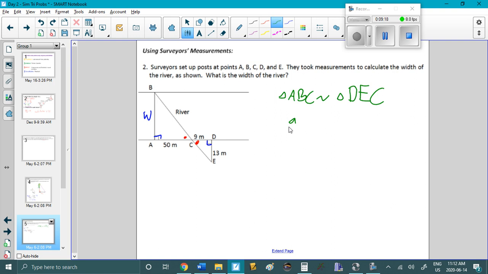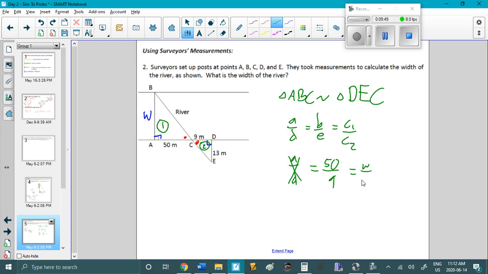Okay, so that means A over D is equal to B over E is equal to C1 over C2, with this being triangle 1 and this being triangle 2. Now we plug in. Little a, we don't know. Little d, we don't know. So this ratio is useless. Little b is 50. Little e is 9. C1, that's what we're trying to find. We call it W for the width.